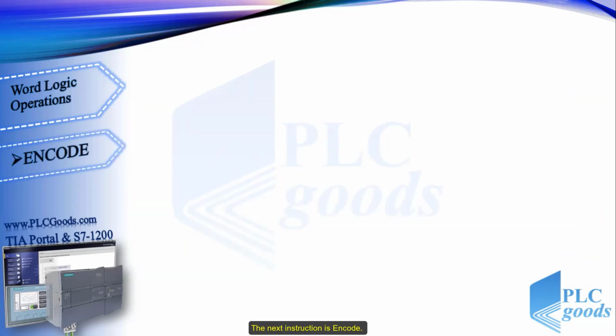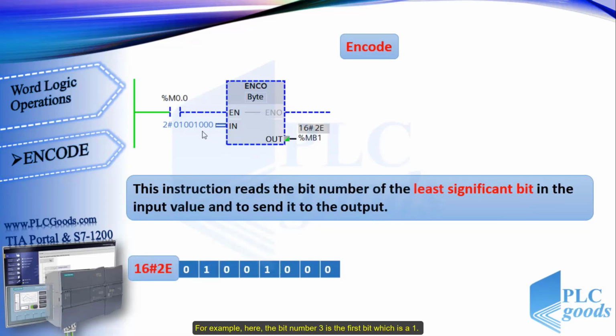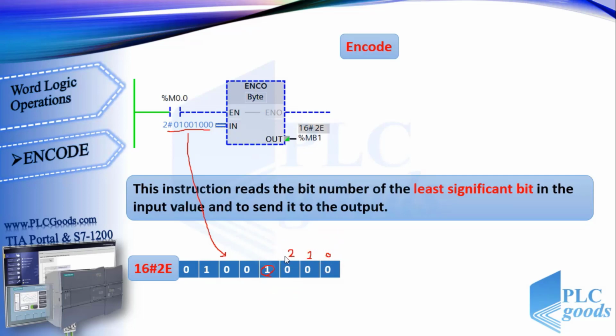The next instruction is encode. This instruction reads the bit number of the least significant bit in the input value and sends it to the output. For example, here the bit number 3 is the first bit, which is a 1. So this instruction gives us a 3 at its output.